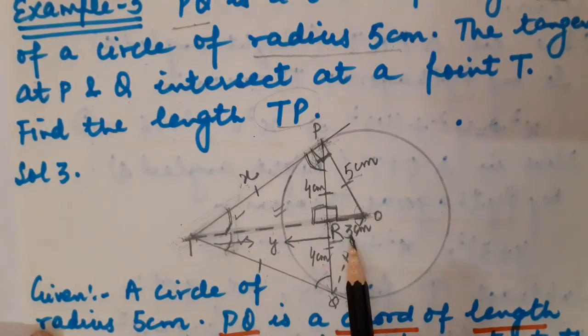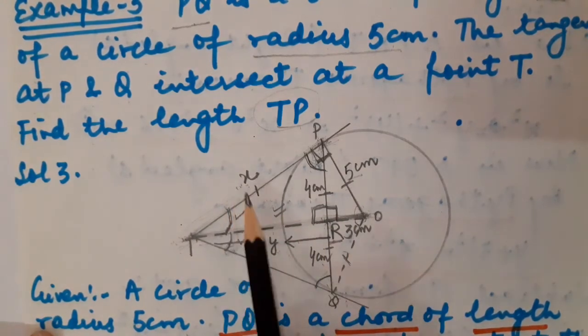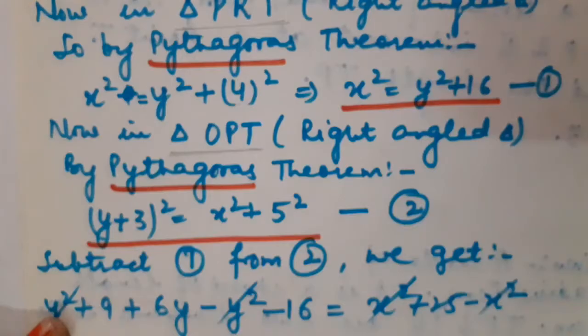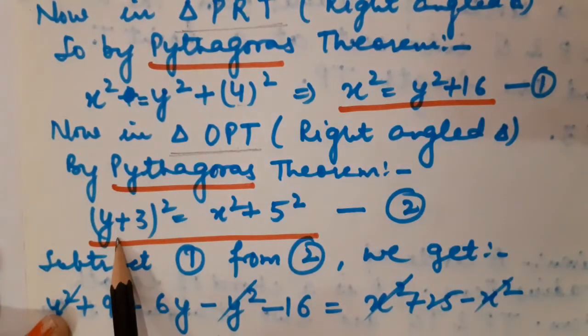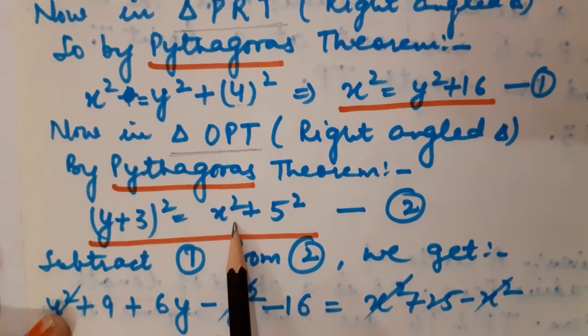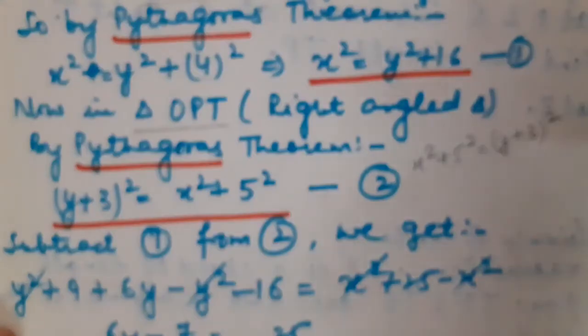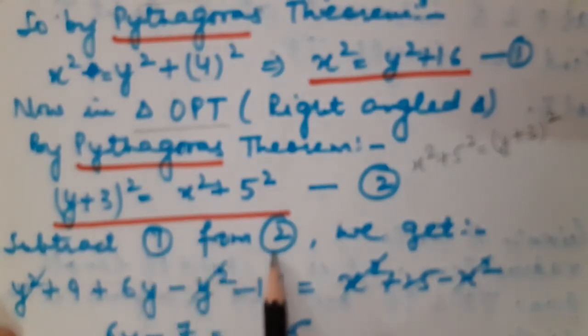So (y + 3)² is equal to x² + 5². So let us check it. The same thing is written: (y + 3)² = x² + 5². Let us consider it as equation number 2. Now children, let us subtract equation number 1 from equation number 2.